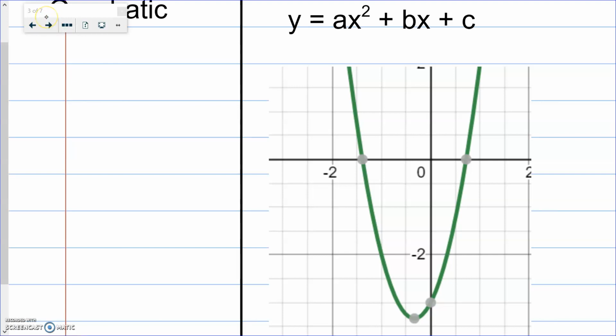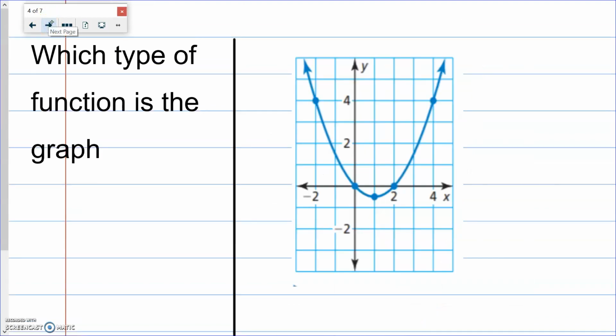So what type of function is the graph? So we've been looking at these. This should be familiar. It's a parabola. And since it opens up, we know a is positive, but all we want to do is identify it today. So this is a quadratic.